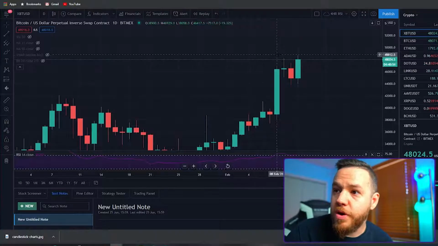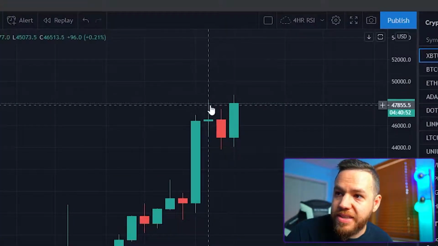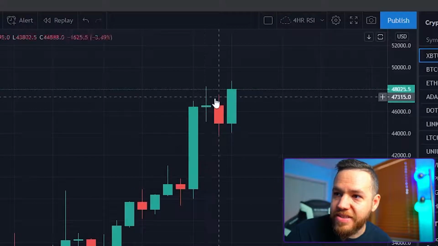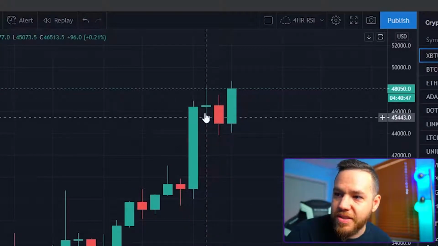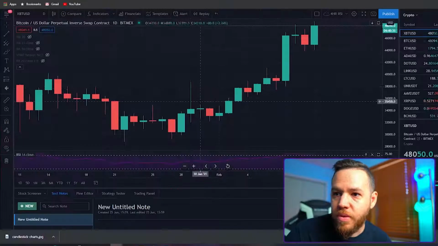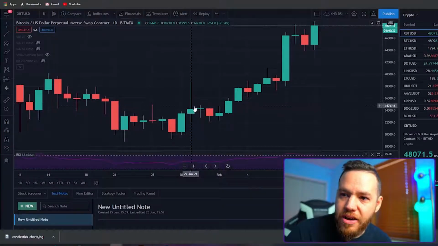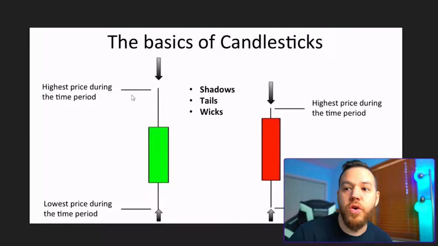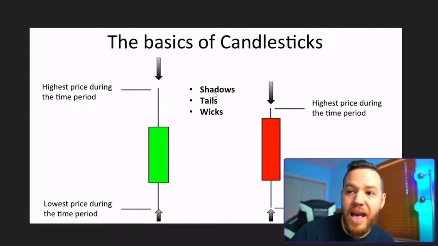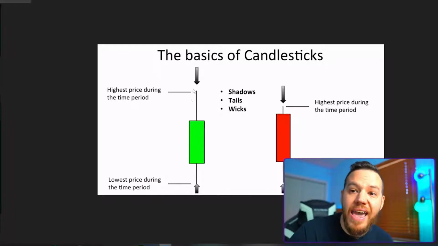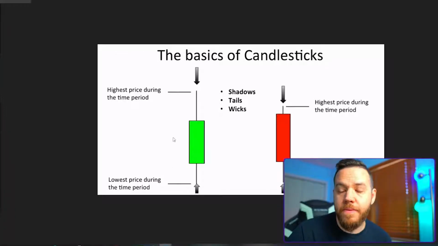So now you're probably wondering, what are these little skinny lines here? Why are these two fat, and why is this one just skinny with long lines on both sides, right? Why does this one have a super long line up and then a short line on the bottom? These are all questions that we ask ourselves the first time that we look at these. So these lines are also known as shadows, tails, and wicks. This long line represents the highest price during the time period, and the bottom line, you guessed it right, represents the lowest price during the time period.